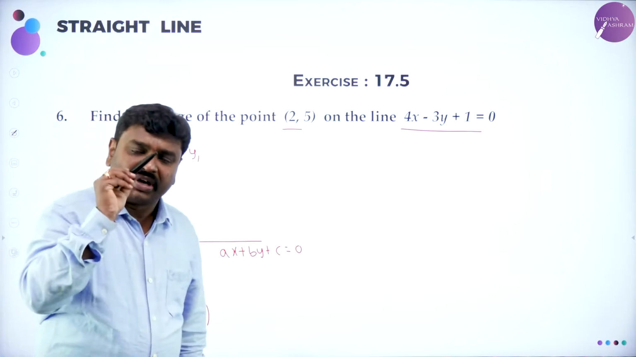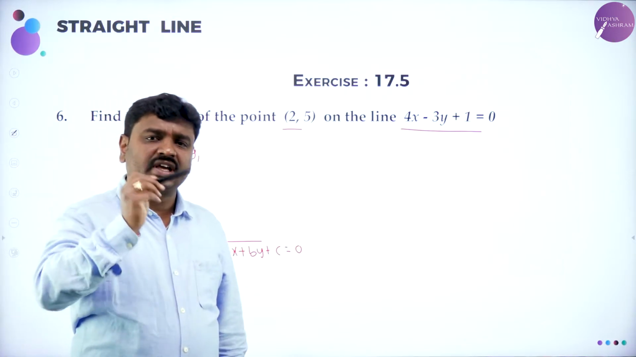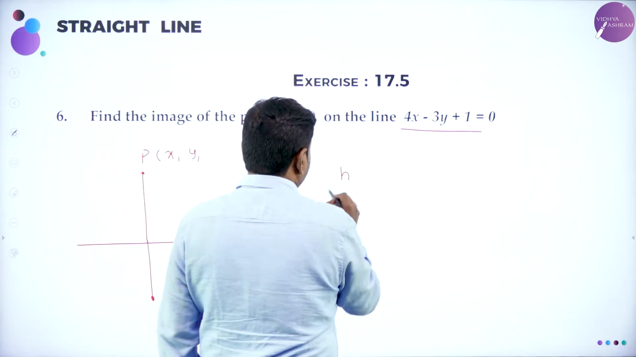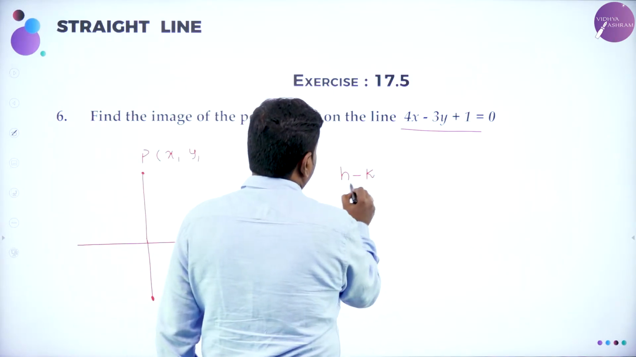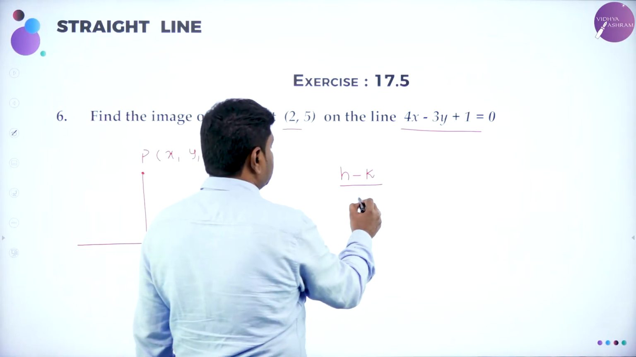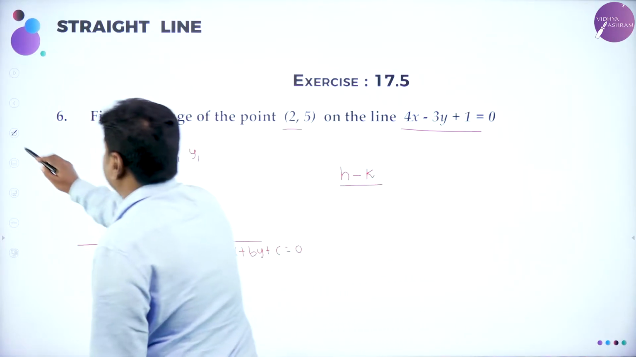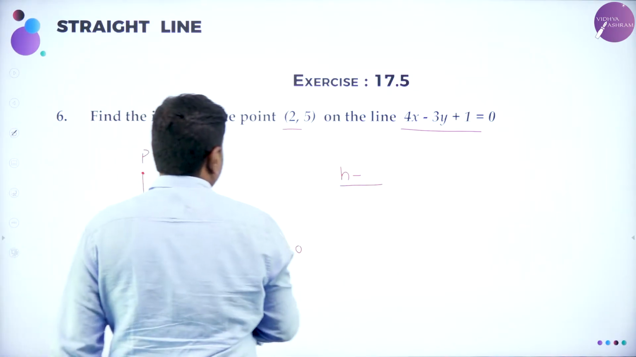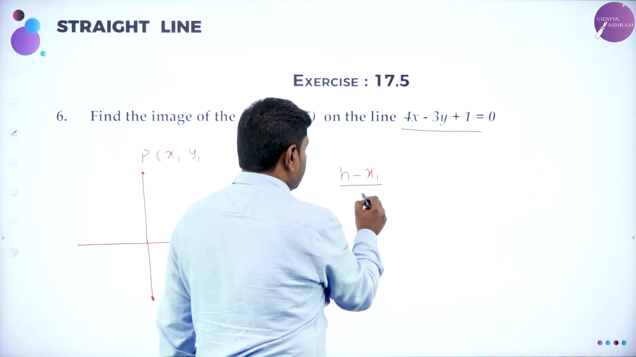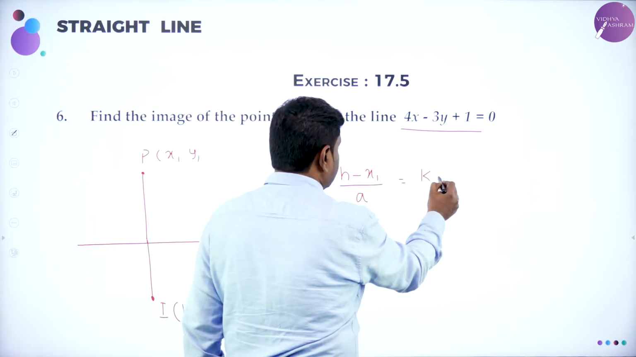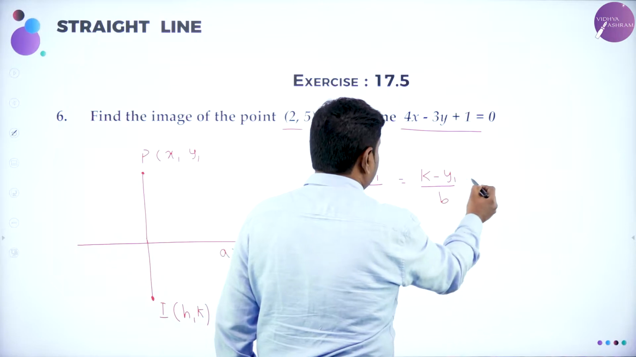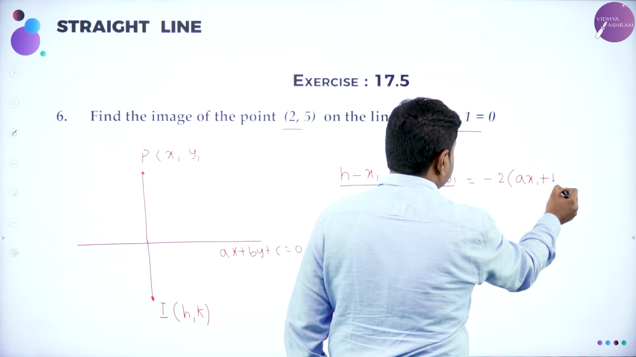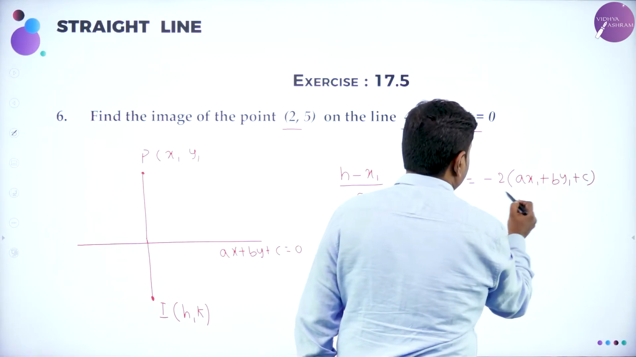In order to find the image, like the foot of perpendicular, again you can write the formula. In that formula, instead of minus, we'll have minus 2. So same like the foot of perpendicular I taught you, whatever formula we have written, similarly, we can write the formula for the image: h minus x1 by a is equal to k minus y1 by b is equal to minus 2 times ax1 plus by1 plus c divided by a square plus b square.